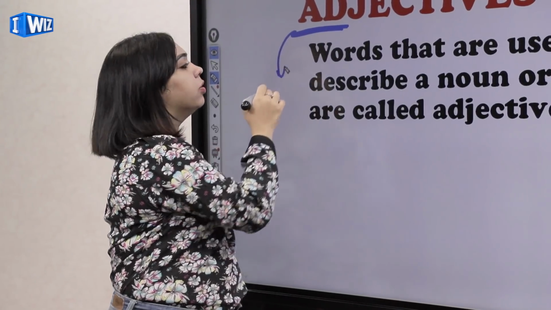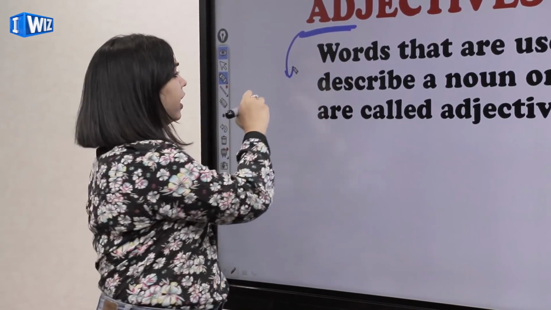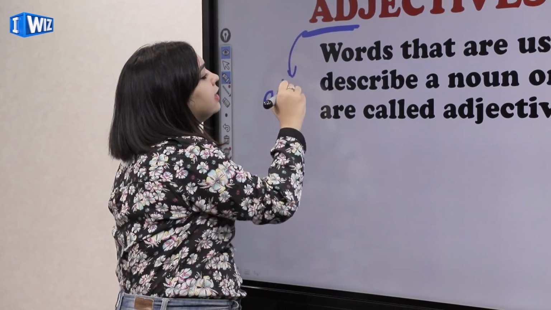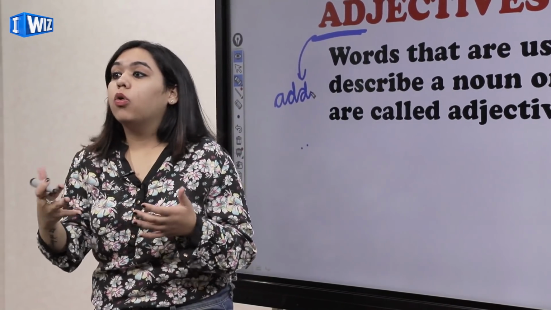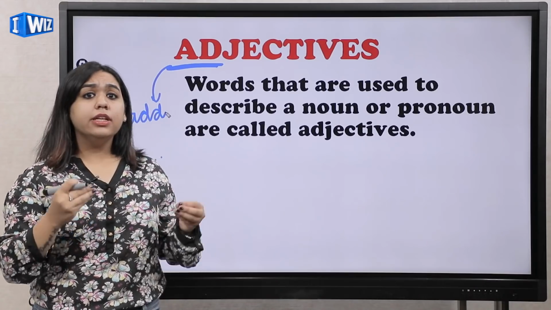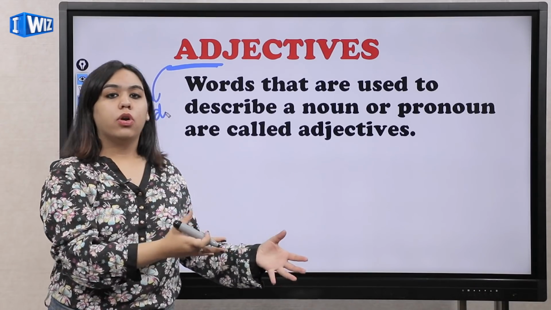Now, adjective has this word add. In maths, you must know the meaning of addition and subtraction. So, adjective means to add something. Here, add, you will think, ma'am, what are you talking about? Adding what? So, adding means you are going to describe it a little more.